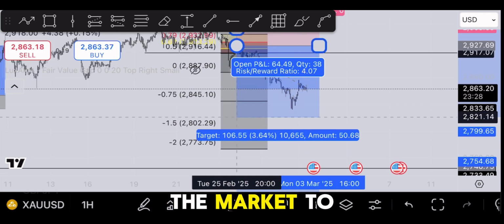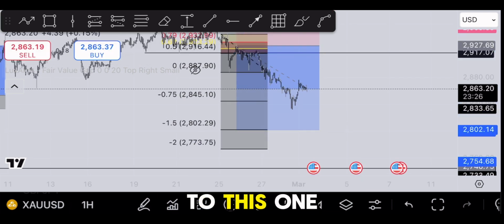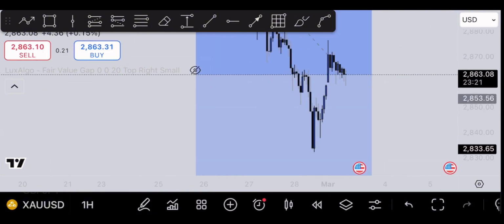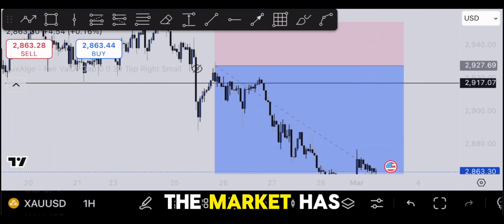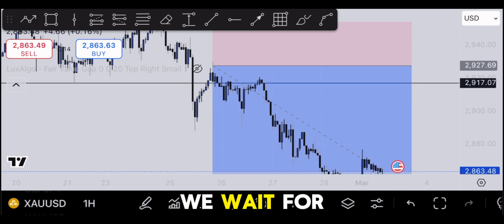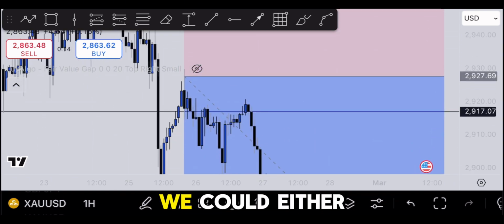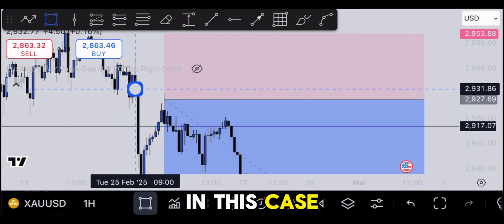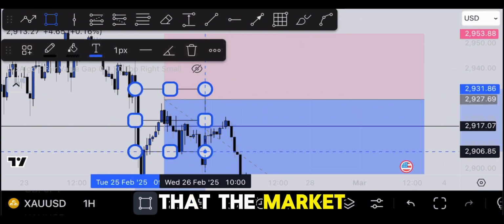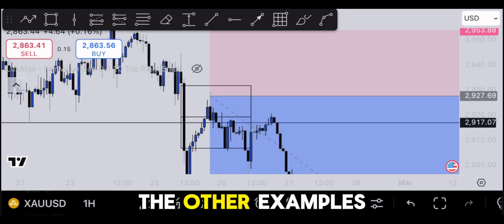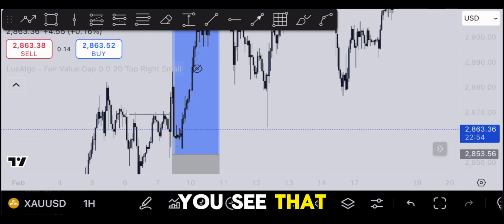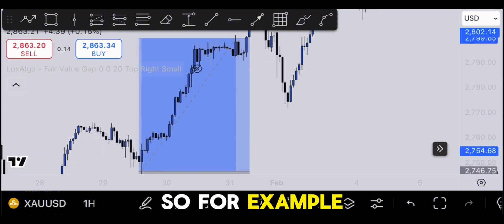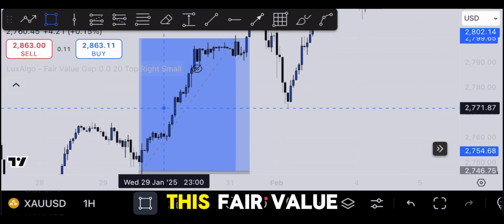So right now I actually expect the market to even push lower all the way to this zone. So this is the setup that the market is currently trading in right now. After the market has given us a market structure shift, we wait for a fair value gap. So we could either use the fib or a fair value gap, or you could use both. So in this case, this is our fair value gap that the market trades into. If we go to all the other examples that I have given, you see that the market will always trace into a fair value gap. So for example, in this scenario, you actually see that we have this fair value gap over here.